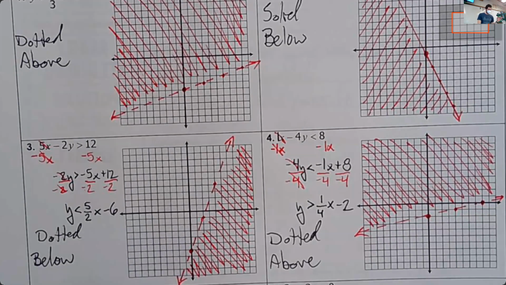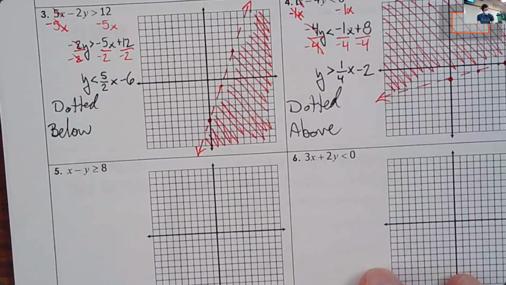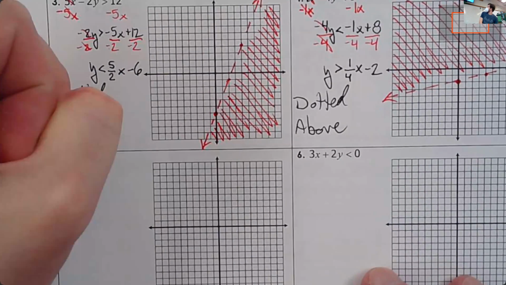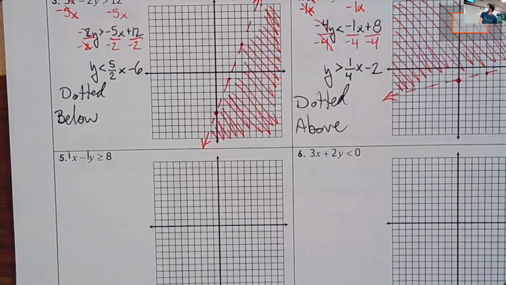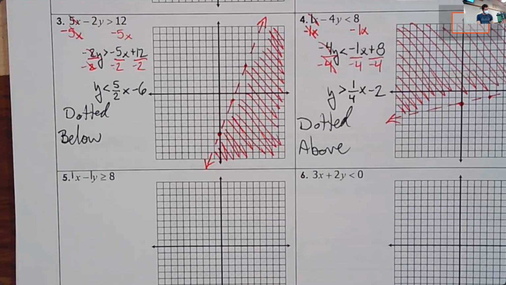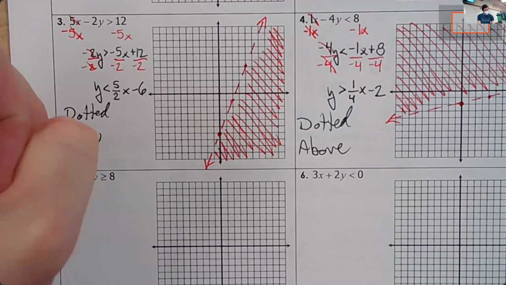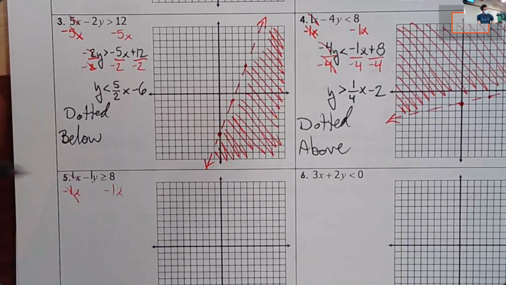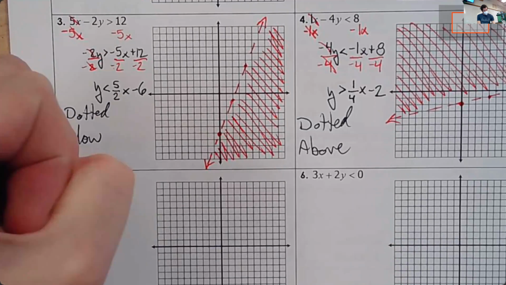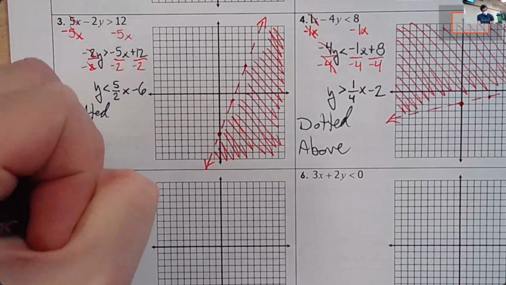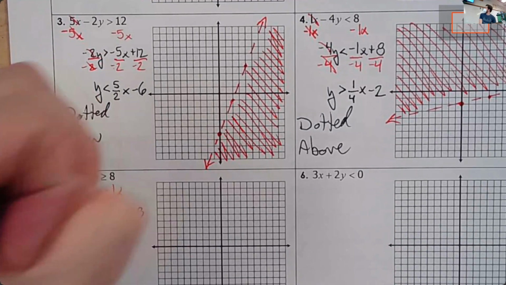All right, number 5. First thing I'm going to do, put a 1 with the x and a 1 with the minus y. And the first step to get y by itself on this one, same thing as the last step, minus 1x from both sides. So subtract 1x, subtract 1x. And that'll leave us with the -1y is greater than or equal to -1x plus 8.